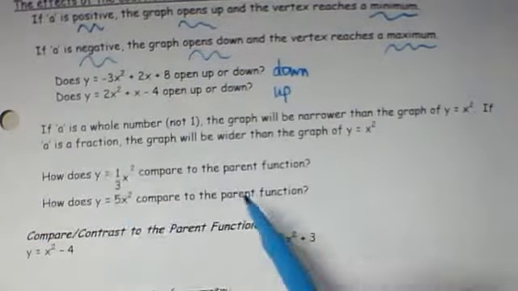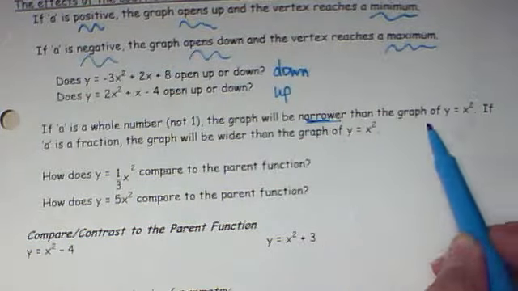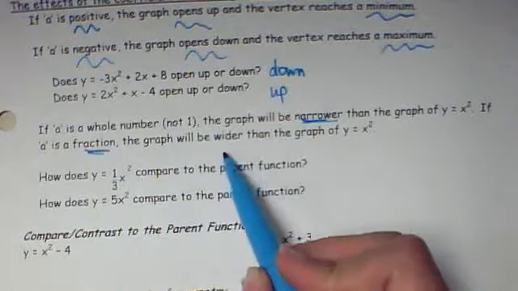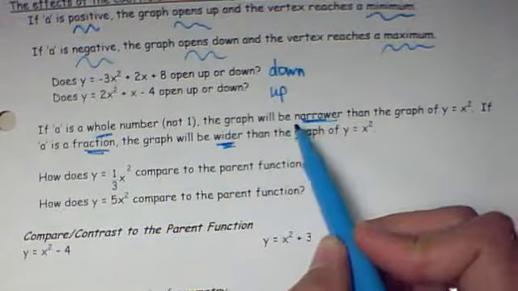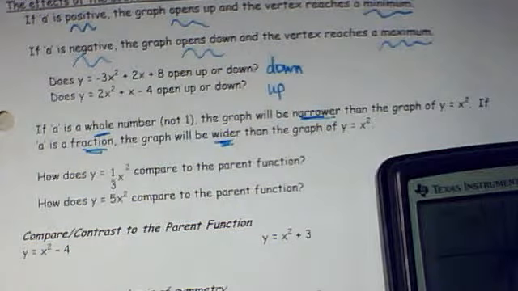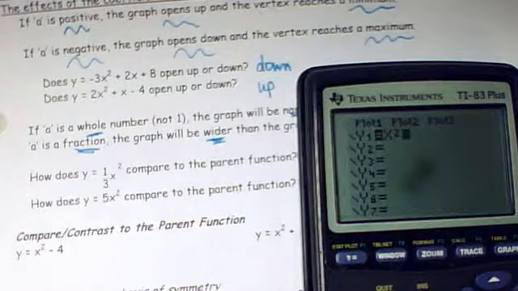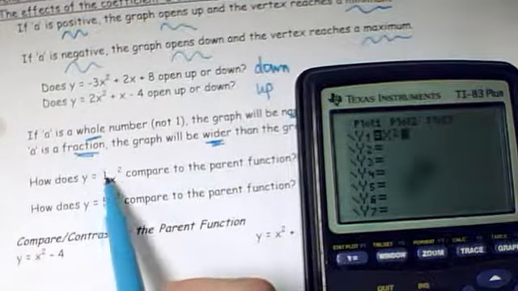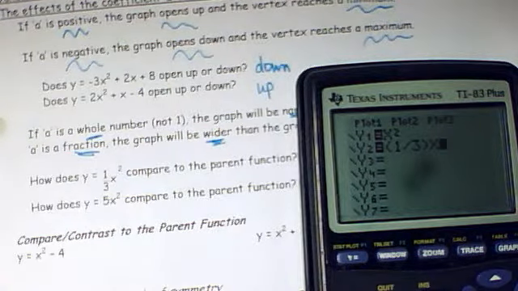If A is a whole number, like not 1, but any other whole number, the graph will be narrower. If A is a fraction, the graph will be wider. Okay, so whole number, narrow, fraction, wide. So let's go ahead and look at our graph again. Go back to y equals and put x squared, just plain x squared in the first part. That's our original. And we want to compare that to 1/3 x squared. When you put the 1/3, you're going to do 1 divided by 3 in parentheses, and then x squared.